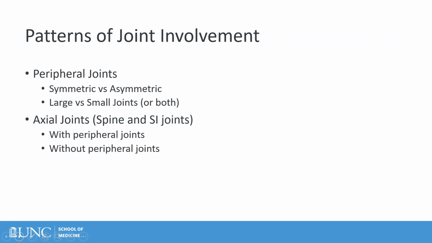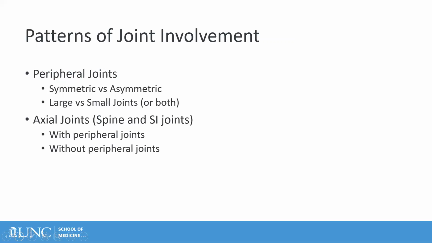So next I want to talk about some patterns of joint involvement. There may be involvement of the peripheral joints, so you know, hands, wrists, elbows, knees, ankles, and feet are your peripheral joints. The involvement, as I mentioned, may be symmetric or asymmetric, and then there may be involvement of large or small joints or both. And again, when you're taking your history and doing your physical examination and doing your assessment, you want to make a notation. Is it peripheral? Is it symmetric or asymmetric? Is it large or small joints or both?